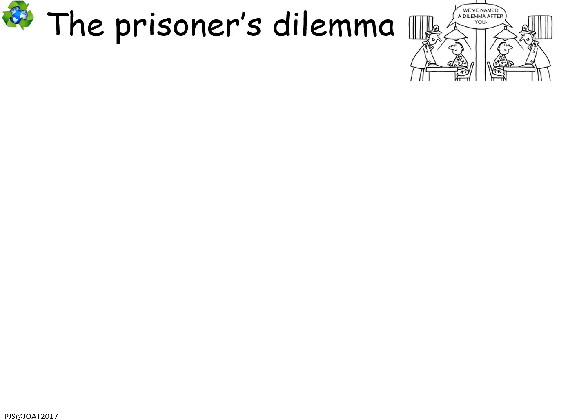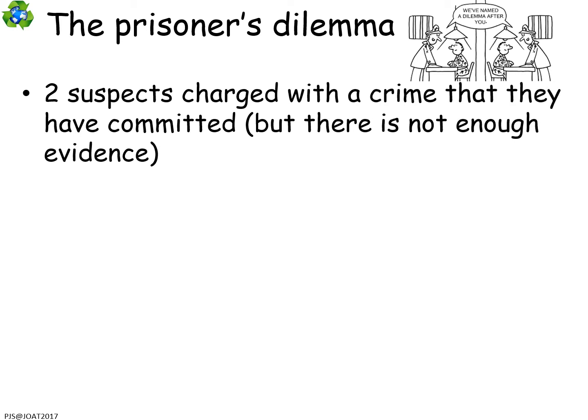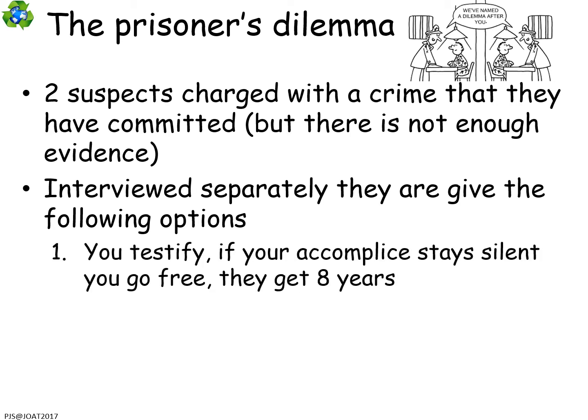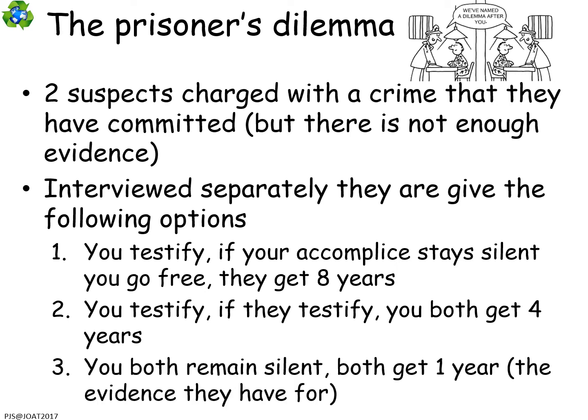This is a very famous thought experiment called the prisoner's dilemma. So the idea is that if you have 2 suspects that are charged with a crime, they are definitely guilty, but there's not enough evidence. Okay, so they're interviewed separately. These are the options they're given. Okay, first option is if you testify and your accomplice stays silent, you will go free, they'll get 8 years. Okay, second option is you testify. If they testify, you're both going to get 4 years. And your third option is both of you say nothing, you're both going to get 1 year. And that's the evidence that they actually have.